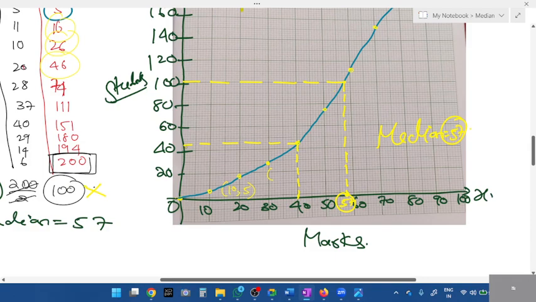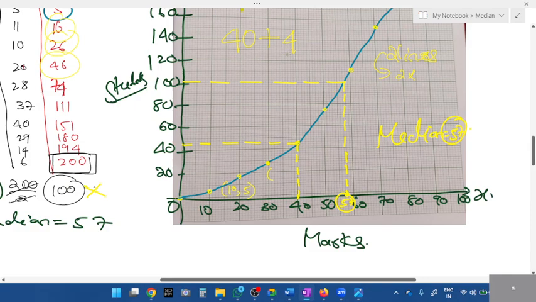After 40, how many lines, students? I'm getting 3 lines. How many lines are you getting after 40? Two lines. One line is how many students? Two. Then two lines will be four students. So it is not 40 plus 2, it is 40 plus 4.